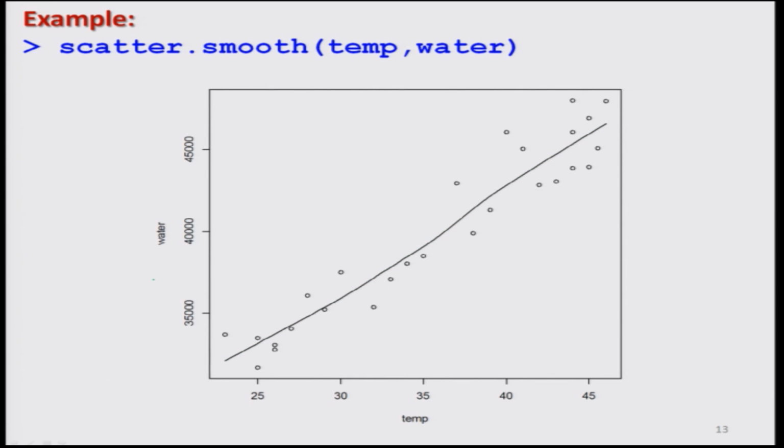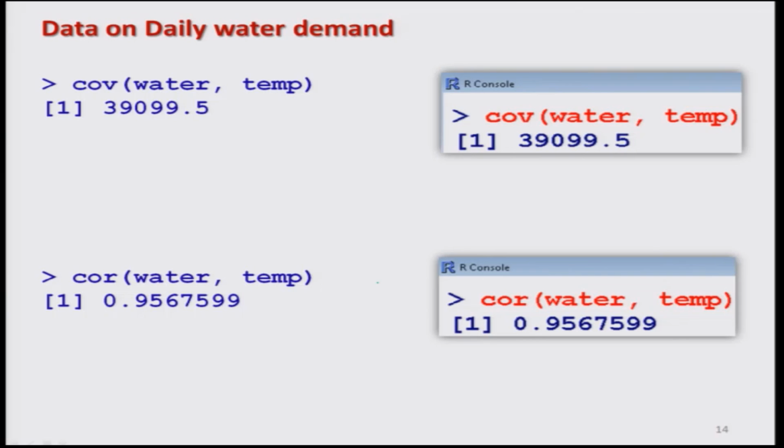And I try to make a scatter smooth, and we can see that if I plot this line, the points are lying quite close to the line, but there is some difference, like here, here, here. So, now I want to measure this degree of linear relationship, and so I first find the covariance between water and temperature. Finding the covariance between water and temperature and the covariance between temperature and water will yield the same thing, there is no difference.